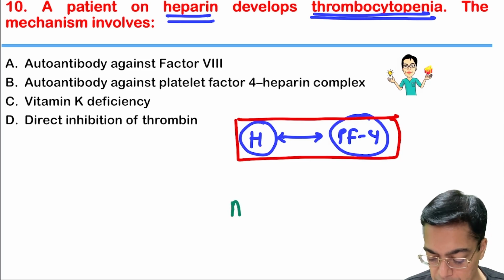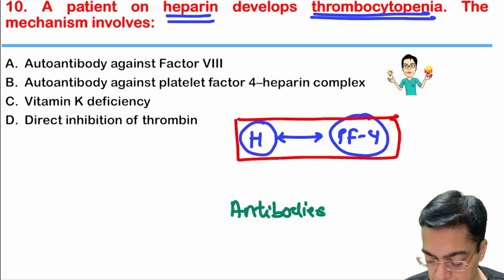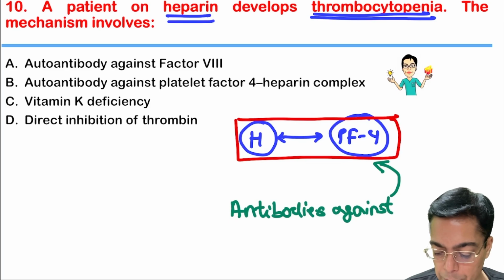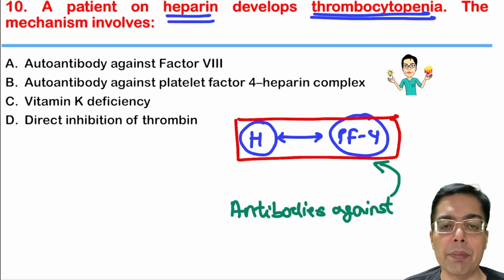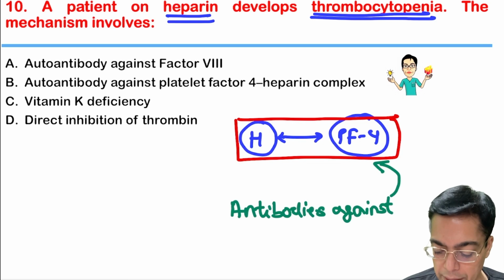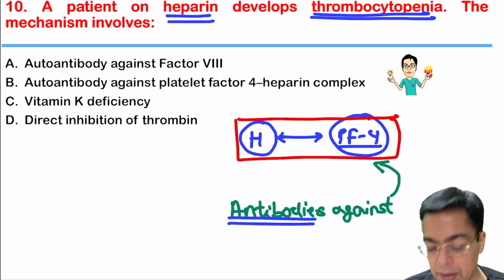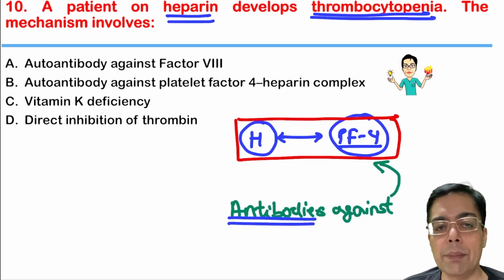So, once you activate the immune system, what will happen? There is formation of antibodies. And these antibodies are going to be formed against this complex. So, when antibodies are formed against this complex, what is going to be the problem? These antibodies are going to be attaching themselves to the heparin and the platelet factor 4. Now, the name gives you a hint. Where is platelet factor 4 present? That is present on the surface of platelets. So these antibodies are going to be binding with heparin platelet factor 4 and they will destroy the platelets.